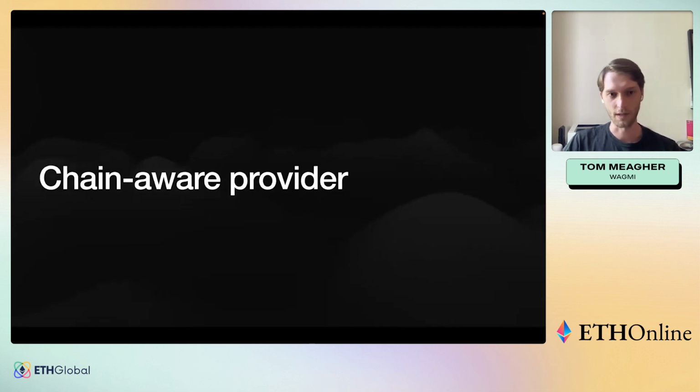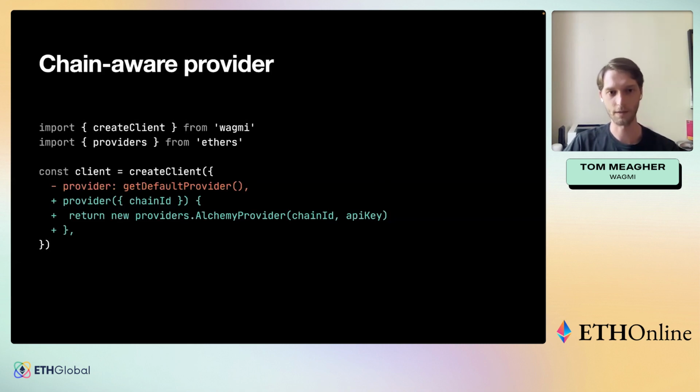The first one is setting a chain aware provider. So what this means is before, you can see we just had a static provider added here. getDefaultProvider is an Ethers method, which has a whole bunch of RPC providers behind it, and sets it up so it's automatically on mainnet.